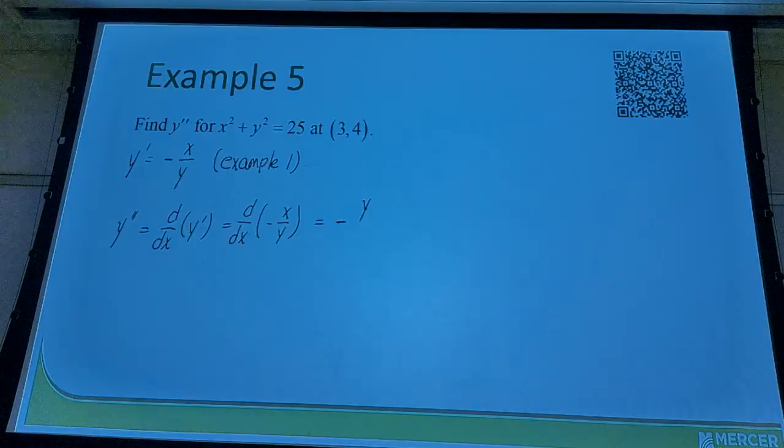Uh-oh, now my eraser's not working. Y, there you go. What is d high? 1. Yay! What's d low? Y prime over... Oh, why would I do that? Oh, that wasn't too bad. What's y prime? Negative x over y.